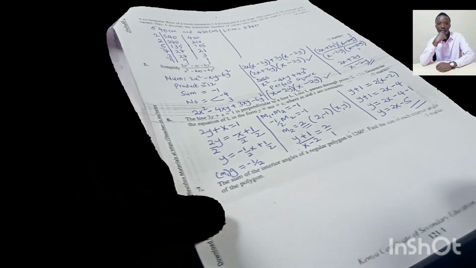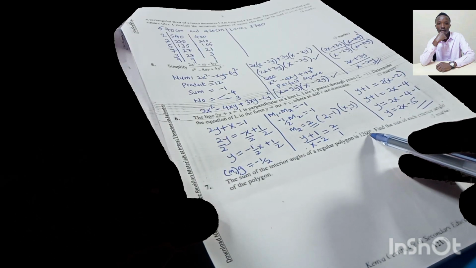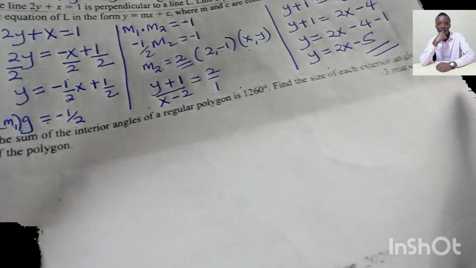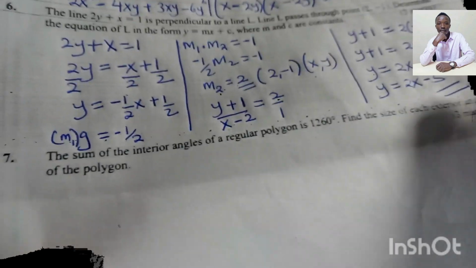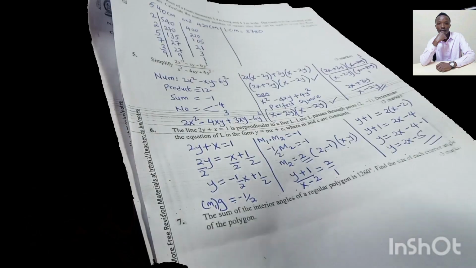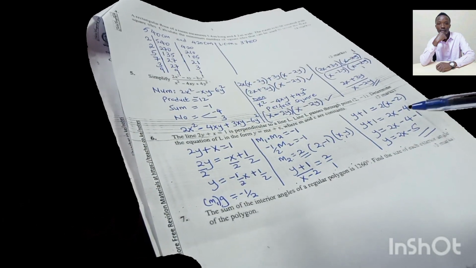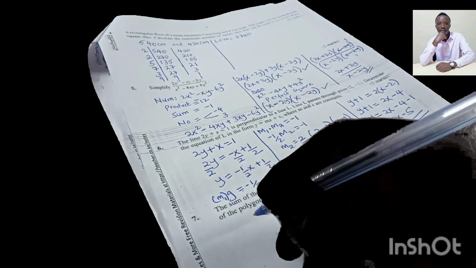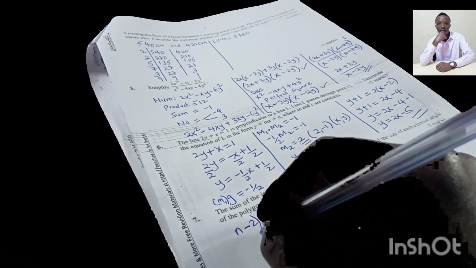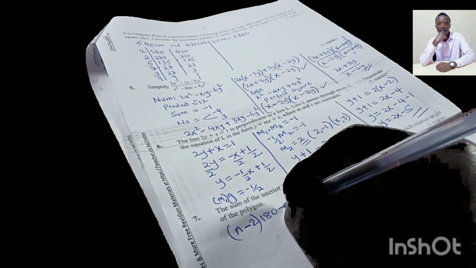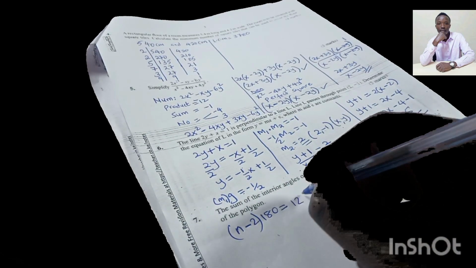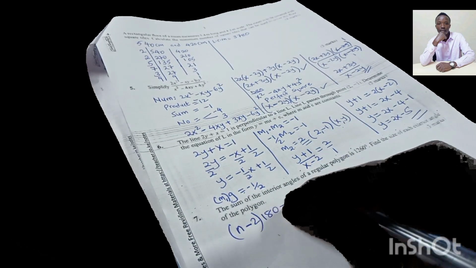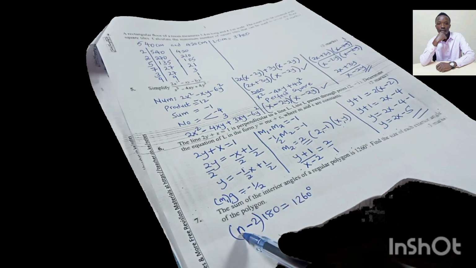Let's do our last question. The sum of the interior angles of a regular polygon is 1260 degrees. Find the size of each exterior angle of the polygon. So how do we find the sum of the interior angles of a polygon? Find the sum of the interior angles of the polygon using this formula, n minus 2 times 180 is equivalent to the sum, and our sum is 1260. So we are going to determine n, and n represents the number of sides.